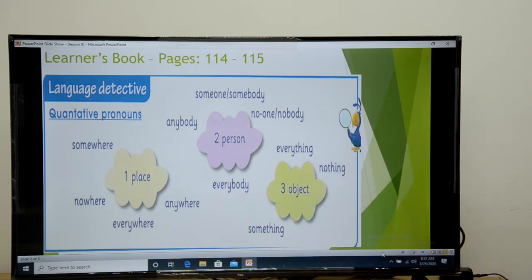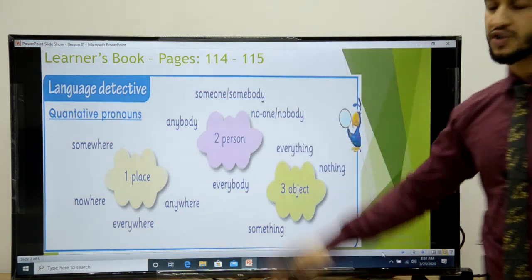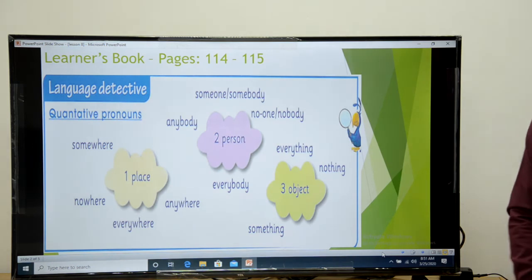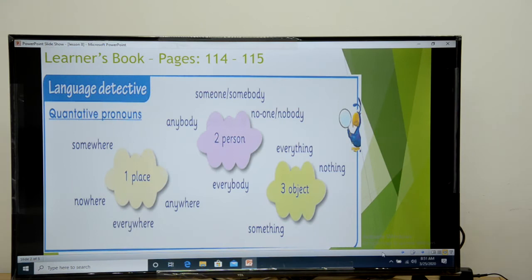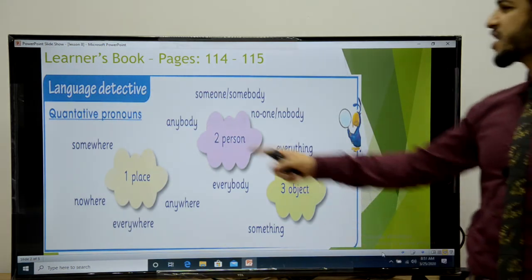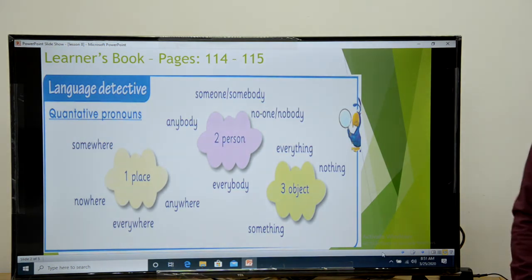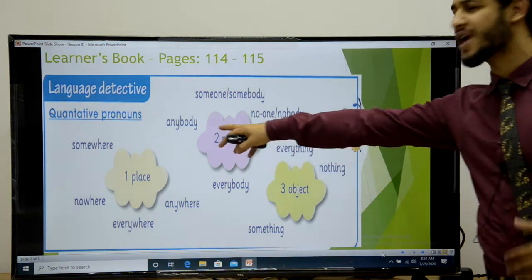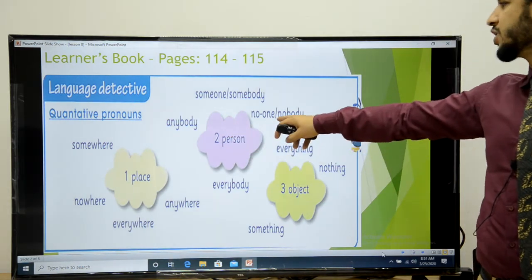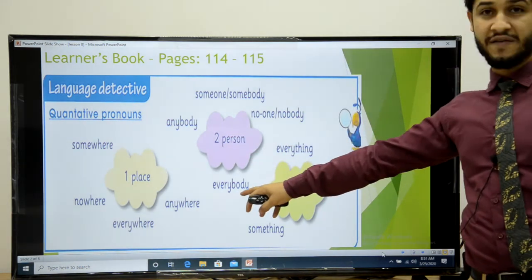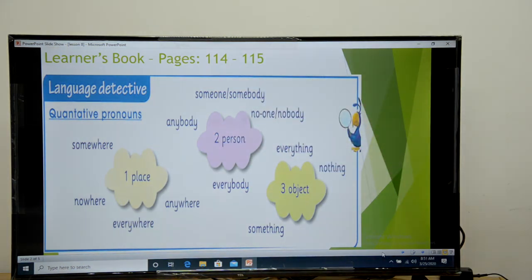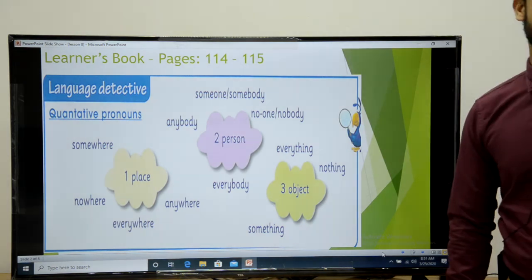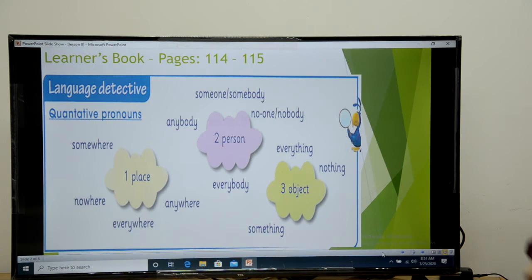We said we have quantitative pronouns of place. We know them now: somewhere, everywhere, nowhere, anywhere. And we have quantitative pronouns of humans or people. They are the same, but instead of saying where, we say body or one. So we say anybody or anyone, nobody or no one, everybody or everyone, and somebody or someone. So they are four, the same, but they refer to people.